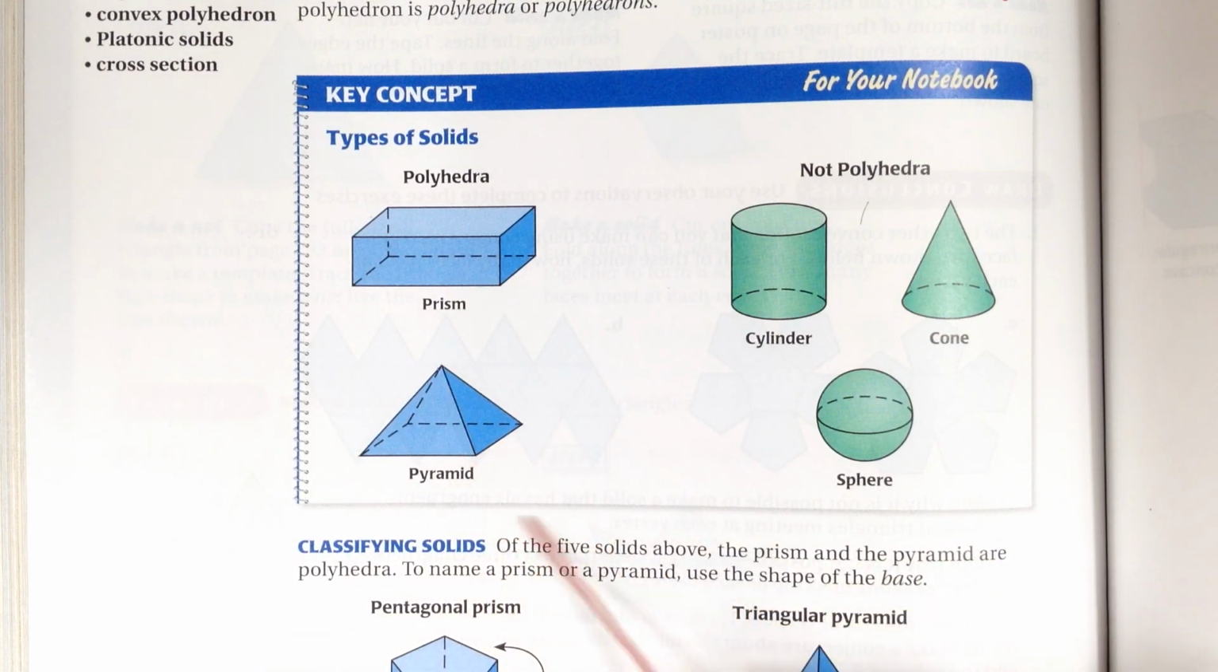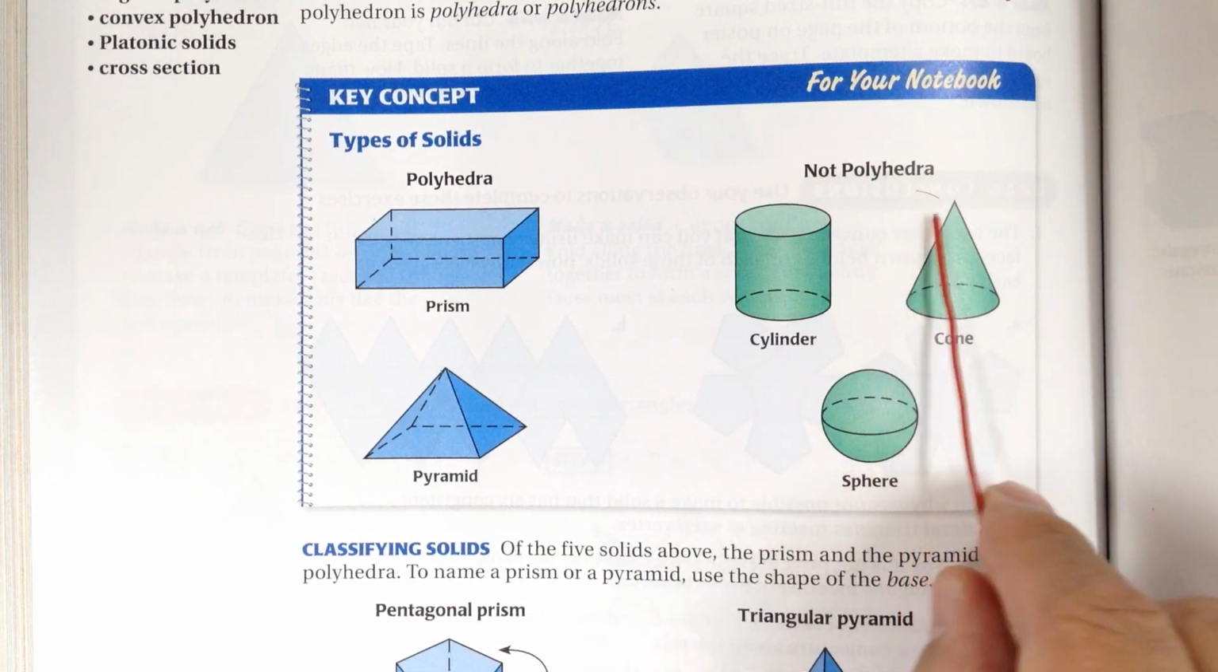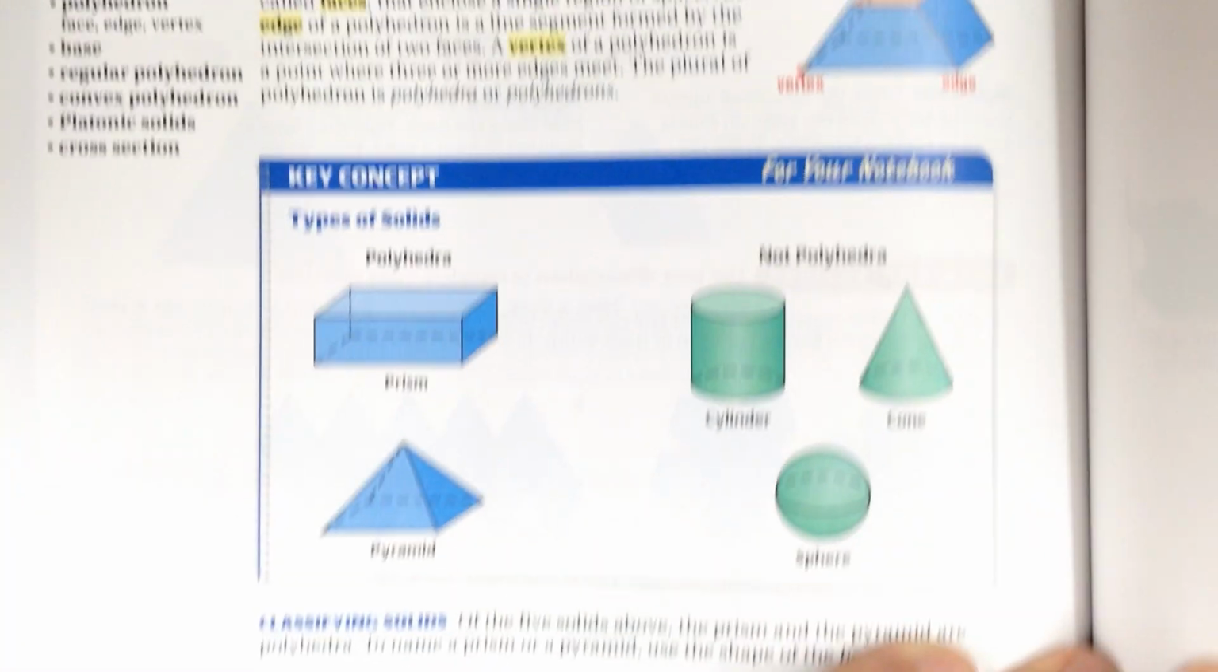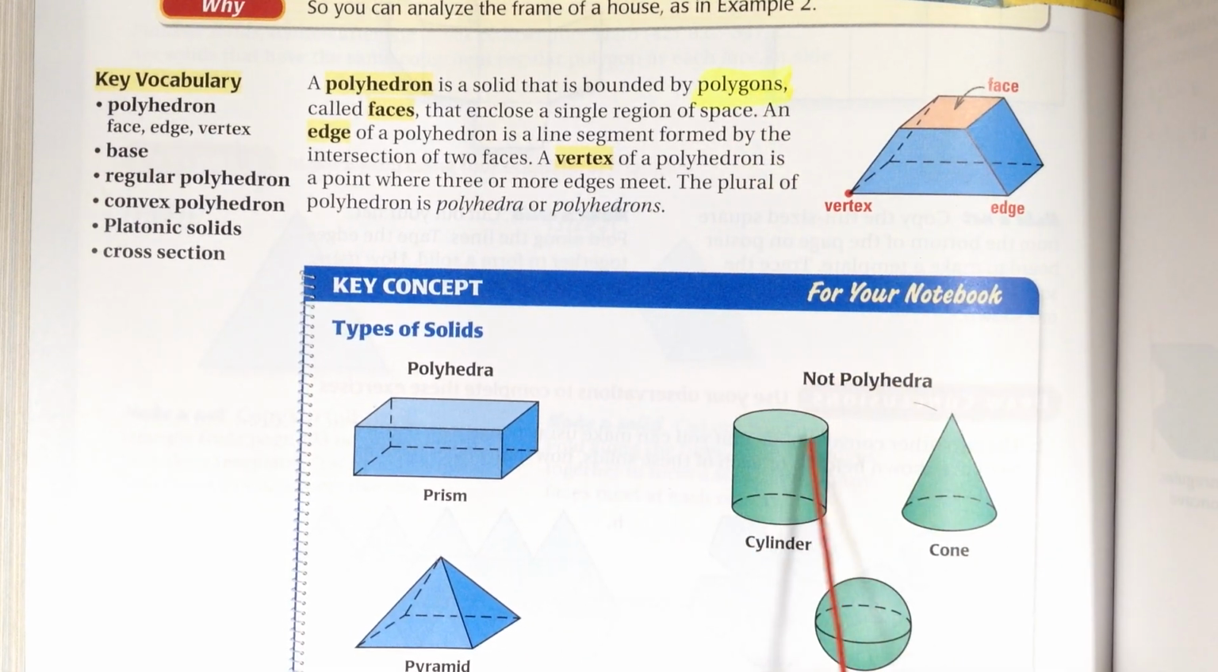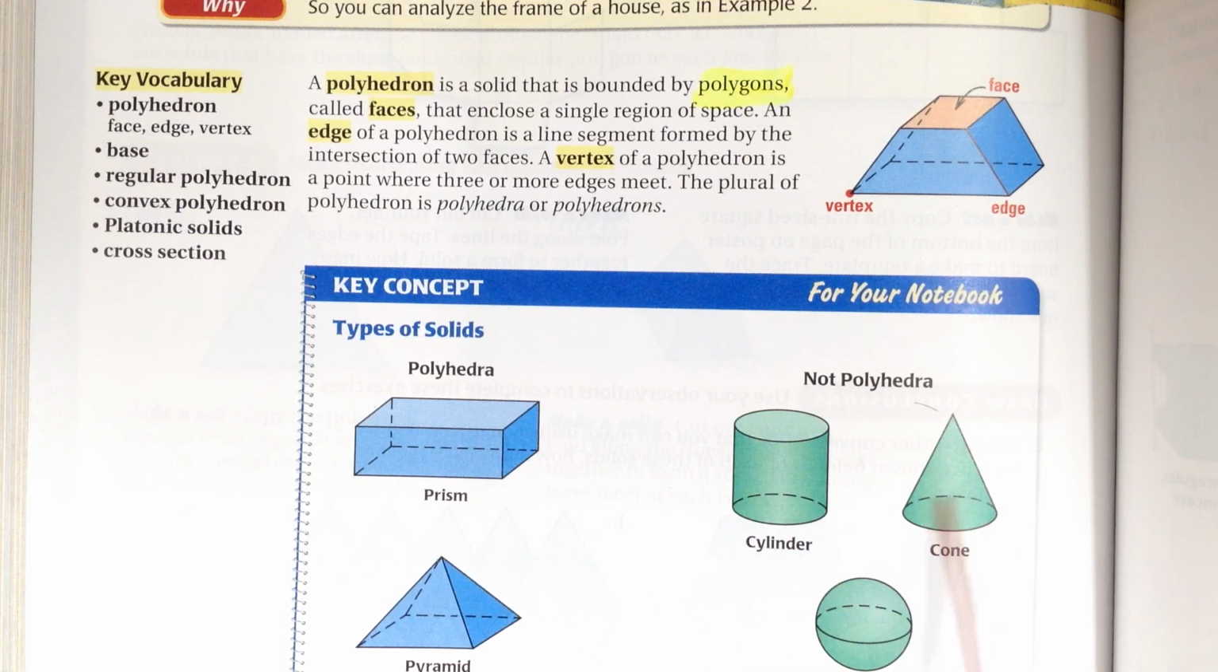Okay. Now these are not polyhedrons, because remember, for a polyhedron the key is polygons. So all the faces have to be polygons. So this one, the face is a circle, so it's not a polygon. This one, the base is a circle, so it's not a polygon. Over here, it's a sphere, so it's not made of polygons.